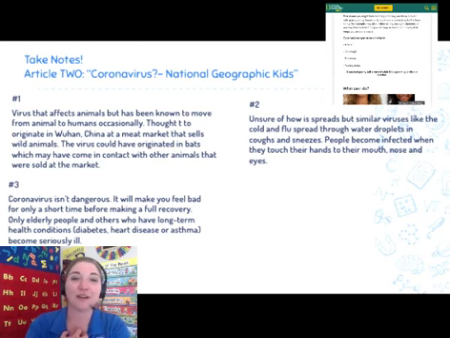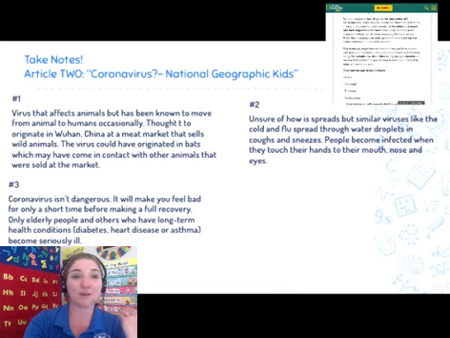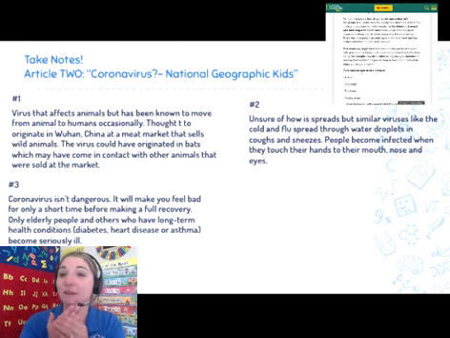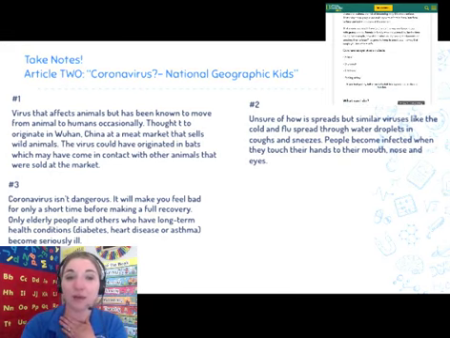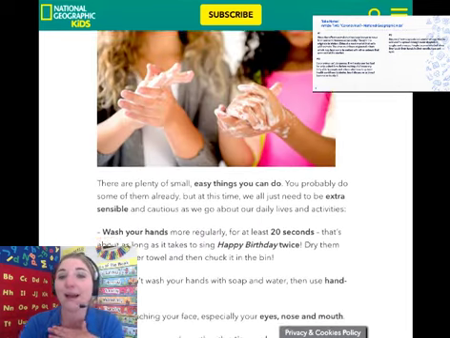That's what I gathered from them talking about the symptoms and how people who have underlying conditions are at more harm than those who are not. All right, let's switch back over. Let's keep going. What can I do?